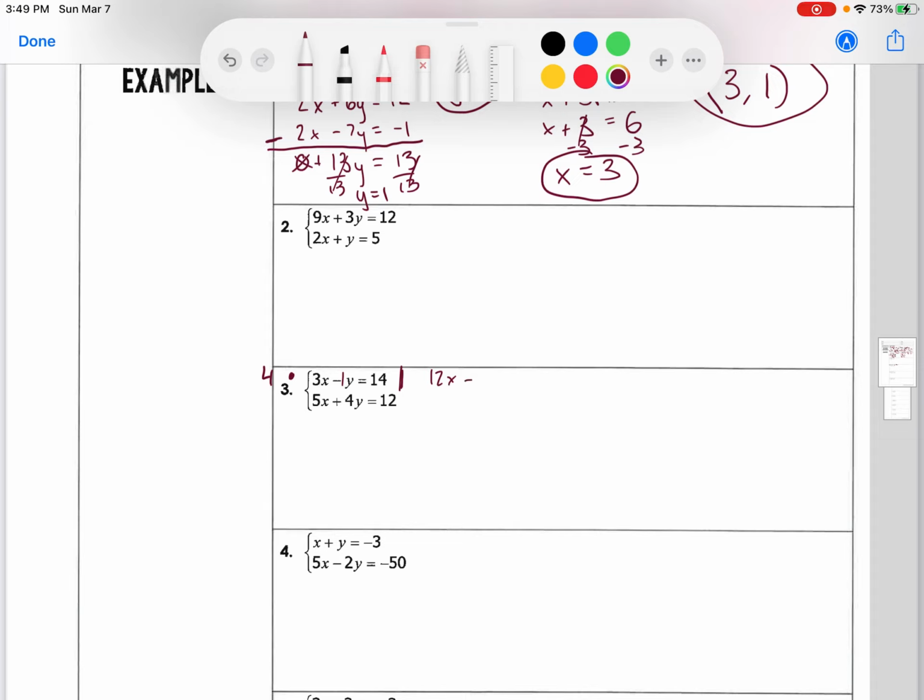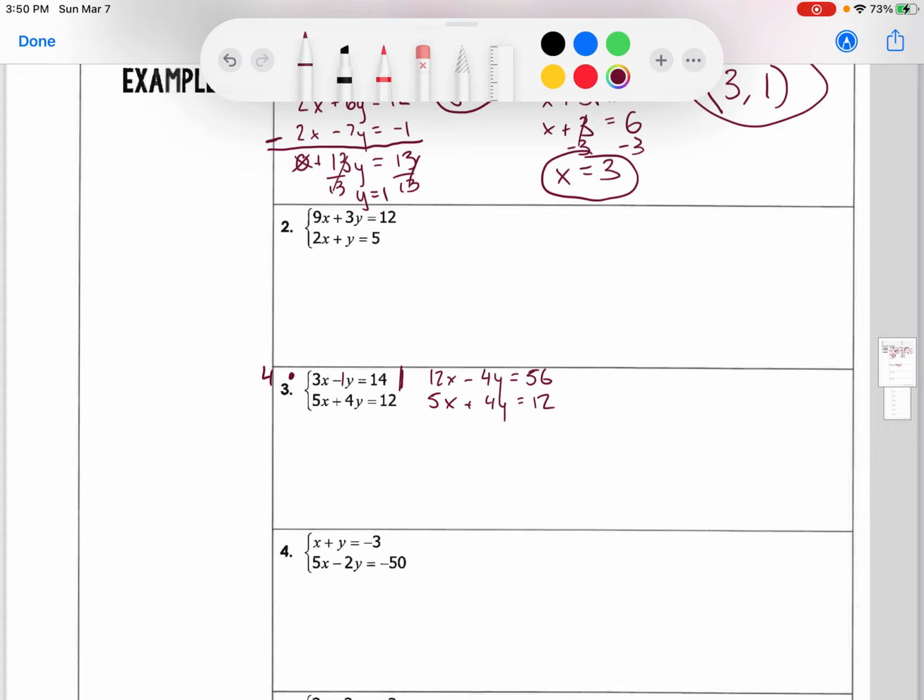4 times 3x is 12x minus 4 times 1y is 4y equals 4 times 14 would be 56. So then I'm just going to copy this equation straight over. So we have 5x plus 4y equals 12.